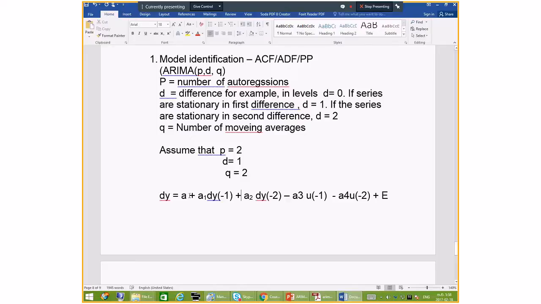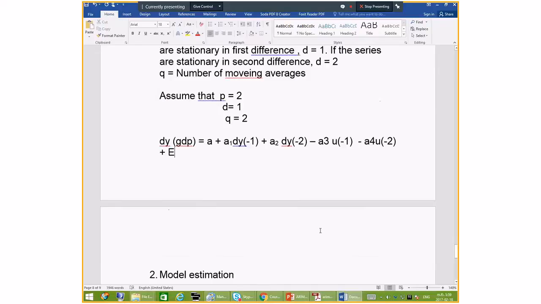Then first lag: assume that dy is our GDP. Then dy(t-1) means lag of the GDP, and this is the second lag of the GDP. This is the error term, the lag of the first error. This Q is moving averages, and this is the second lag of moving averages.